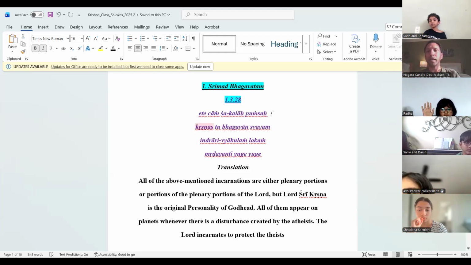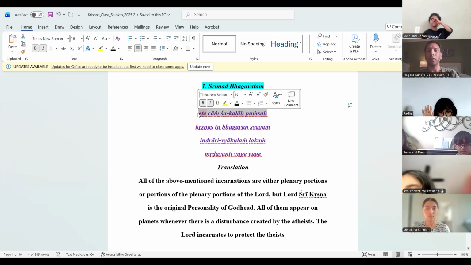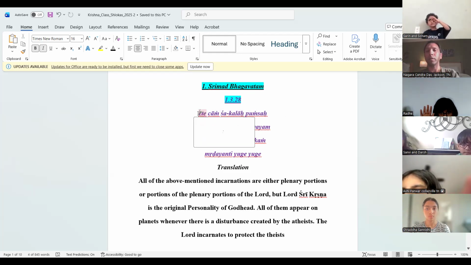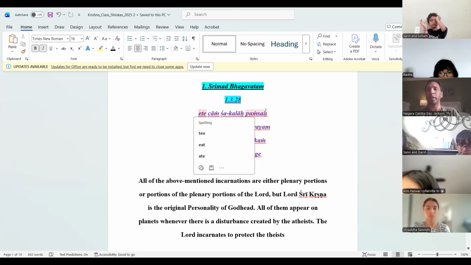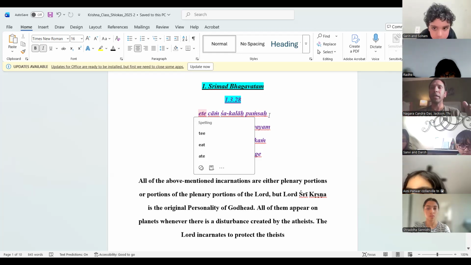And then the first one is Ete Chamsha Kala Pumsa. That is talking about all the incarnations mentioned above. Ete Chamsa Kala Pumsa. So say it a few times, then it gets stored in the memory. I'll repeat it a few times. You also repeat it with me.